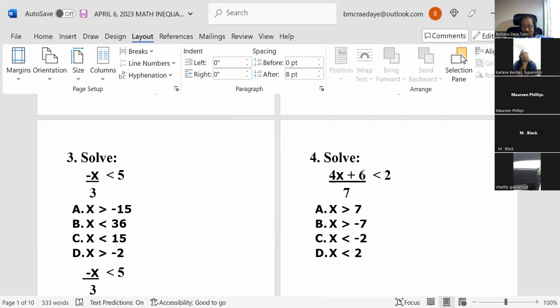It's 8. If 4x is 8, Maureen, what is x? If 4x is equal to 8, what is x? Yes, what is x? It's 2, right? Yeah. So that's why I say it's mental math, because 6 from 8 is 2.